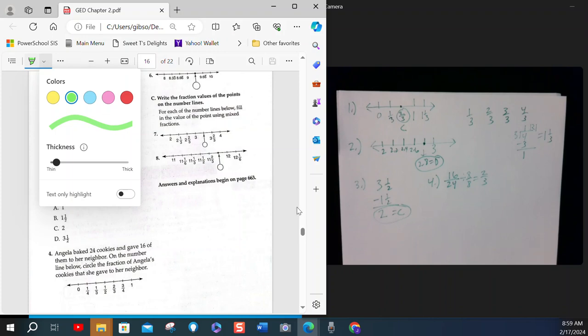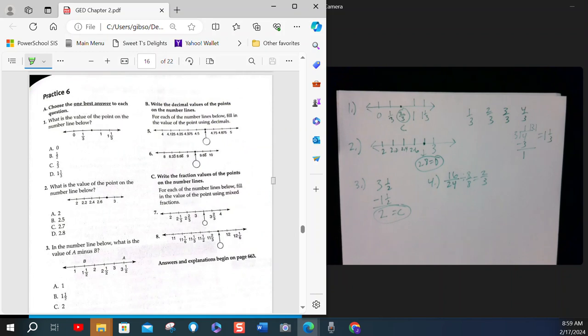So now we move on. Okay, so next we look at B. It says write the decimal values of the points on the number line. For each of the number lines below, fill in the value of the point using decimals.